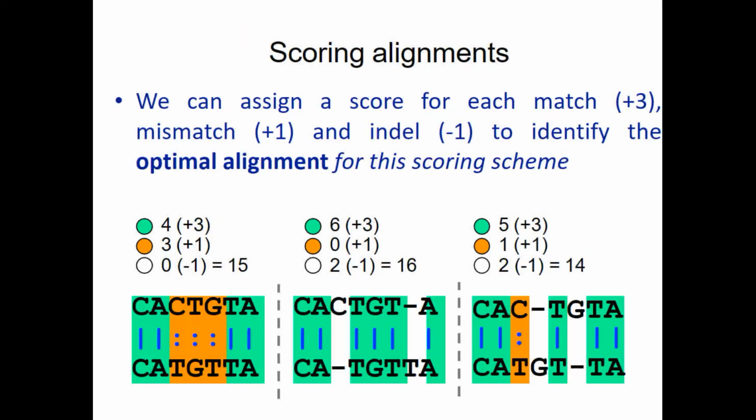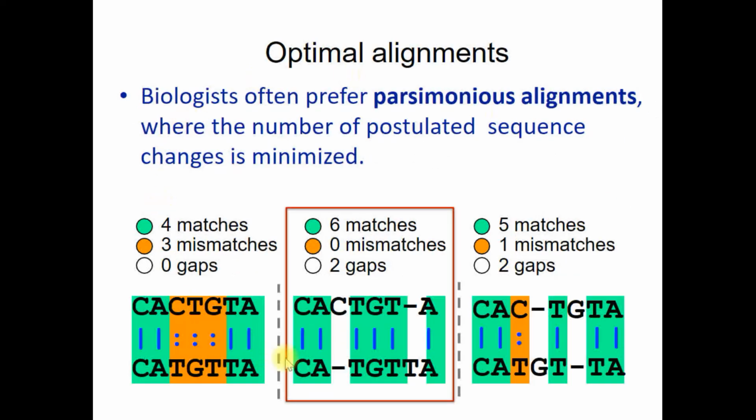And we can assign a score for each. In this case, we assign +3 for a match, +1 for a mismatch, and -1 for an insertion or deletion, to identify the optimal alignment for this scoring scheme. Please note that those scores are based only on this scoring scheme. The first alignment got a score of 15, the second one got 16, and the third one got 14. So we choose the middle one, the highest score one.